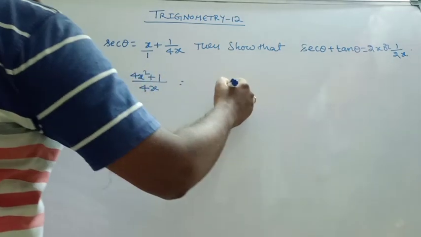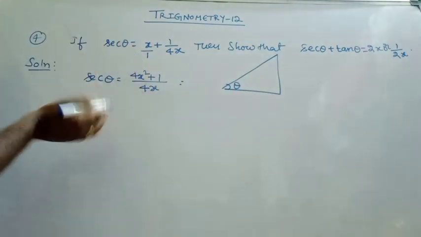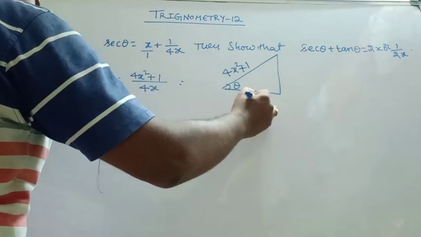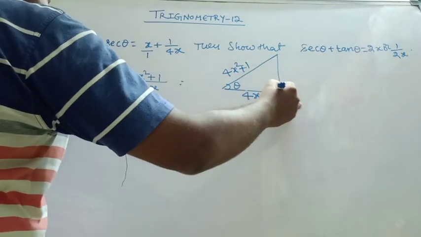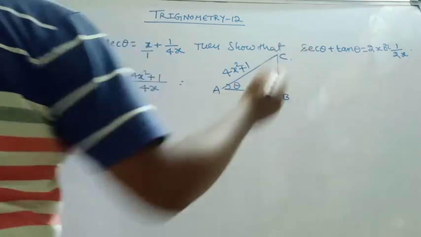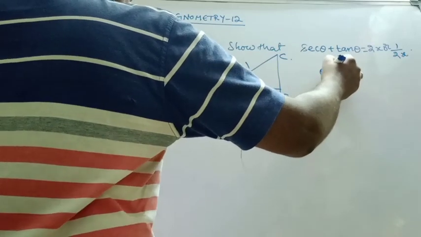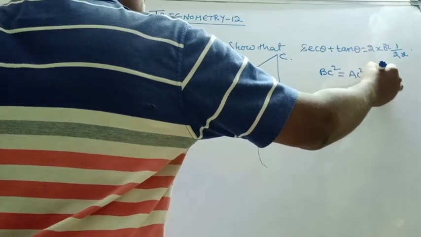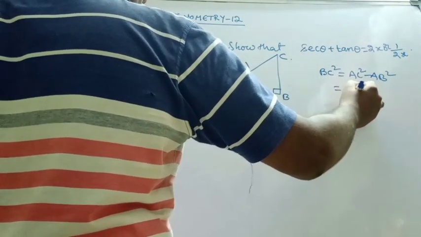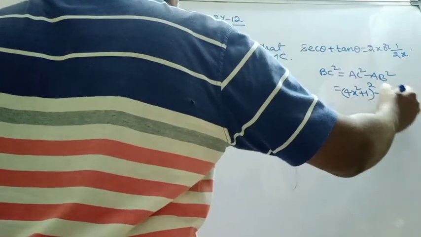Now you see, my dear students, here what we do is you take a right angle triangle, this is theta. Secant theta means hypotenuse by adjacent side. Hypotenuse is here 4x square plus 1. And this is 4x like this, right? Fine. And this is now A, B, C. It is a Pythagorean triplet. Let us try to find BC. You know that BC square is equal to AC square minus AB square, right? AC square, that is nothing but 4x square plus 1 whole square minus 4x whole square.